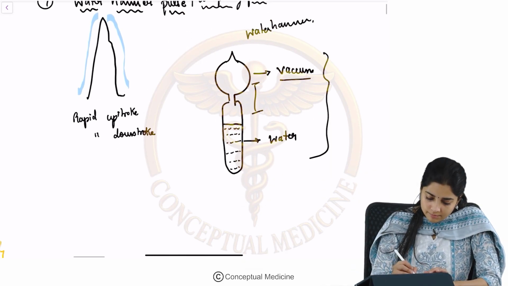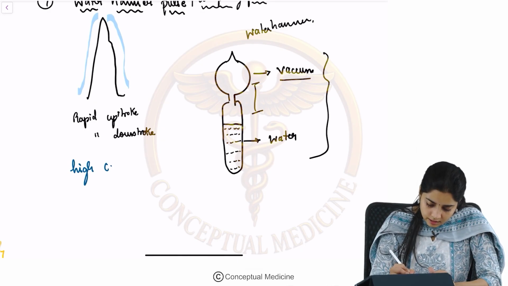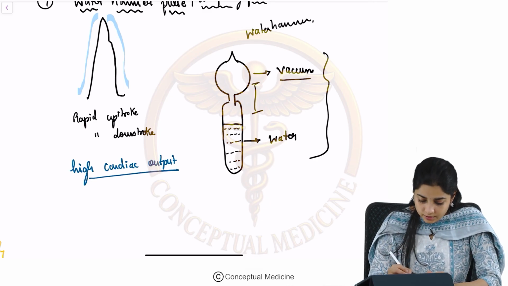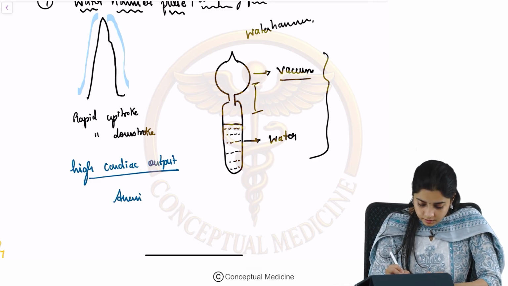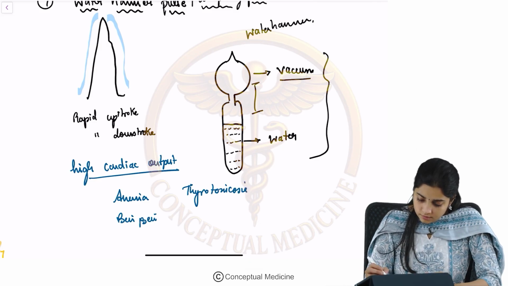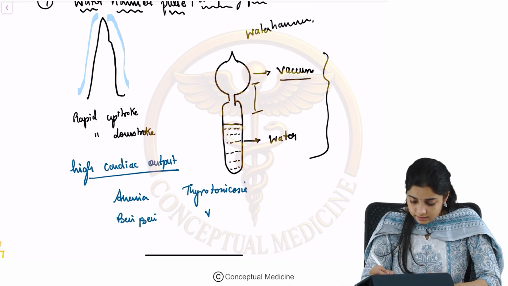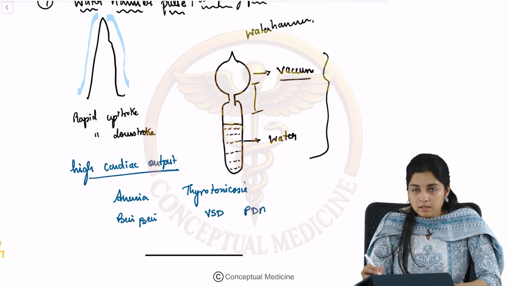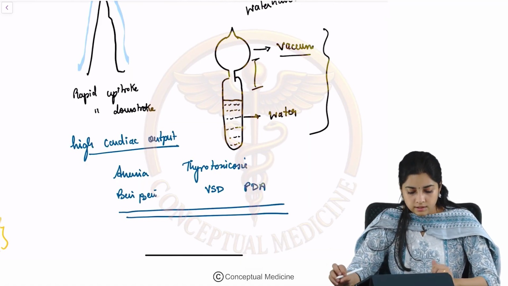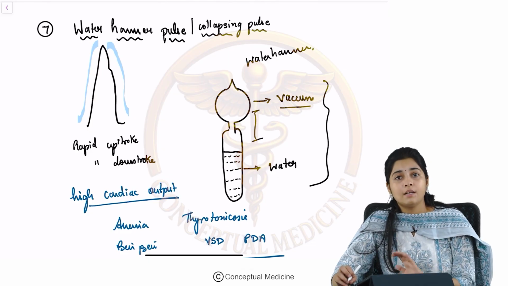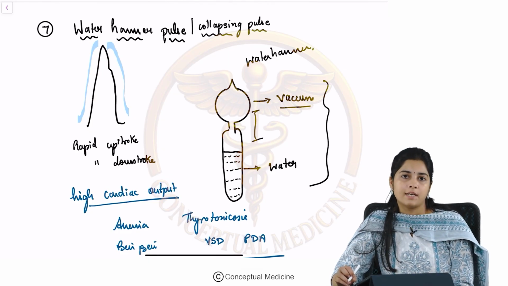So where do you see this water hammer pulse? It is seen in conditions where there is a high cardiac output. You can see it in physiological and pathological conditions. You can see it in anemia, in beriberi, in thyrotoxicosis, and in congenital heart diseases like ventricular septal defect and patent ductus arteriosus. So these are some of the conditions where you can see this water hammer pulse.